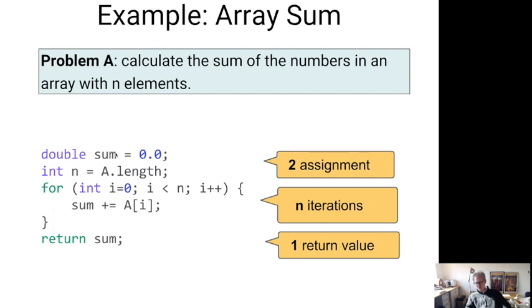And okay, so that also returns something. But the critical thing to see here is that if you look at the assignment operations at the beginning and the return value at the end, those do not depend on the size of the input n.